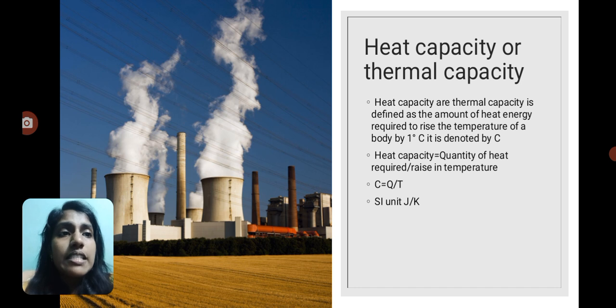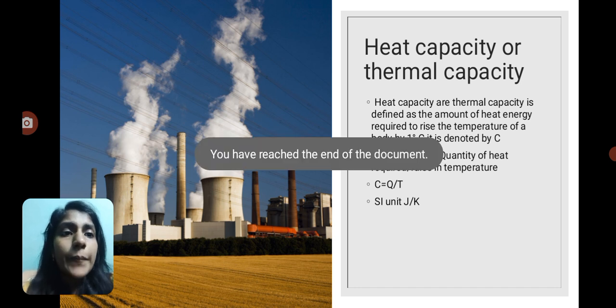Another name for heat capacity is thermal capacity. Heat capacity or thermal capacity is defined as the amount of heat energy required to raise the temperature of a body by 1 degree Celsius. It is denoted by C. Heat capacity is the quantity of heat required divided by the rise in temperature. C is equal to Q by T. The SI unit of heat capacity is joule per Kelvin.